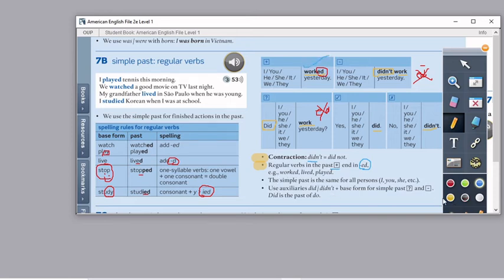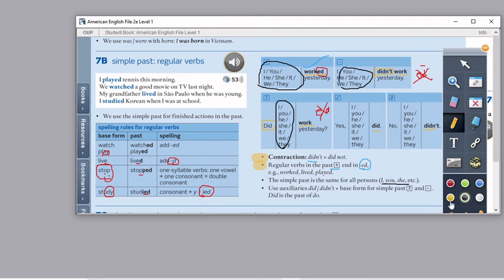Now, next bullet point or viñeta. The simple past is the same for all persons. As we said before, the simple past is conjugated in the affirmative, negative, and interrogative in the same way for all the persons.